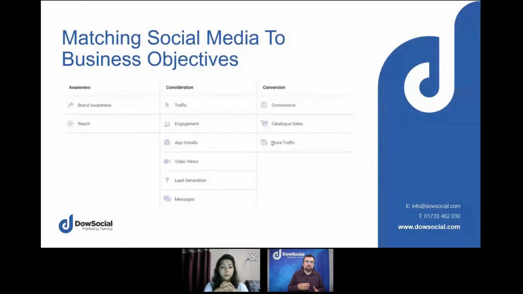Then you've got things generally where consideration, where they're either the first step in the sales funnel, such as filling out a lead form or a message, or they're things that show that they're taking at least some kind of interest in your product, service, or what you've got to say. So, for example, traffic basically means visits to your website. And then engagement is the people liking, commenting, and sharing your content. App installs is self-explanatory. If they install your app. Could be video views, the number of people viewing the video that you've put up there.